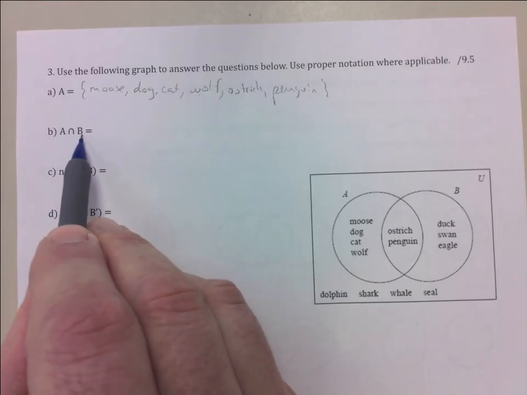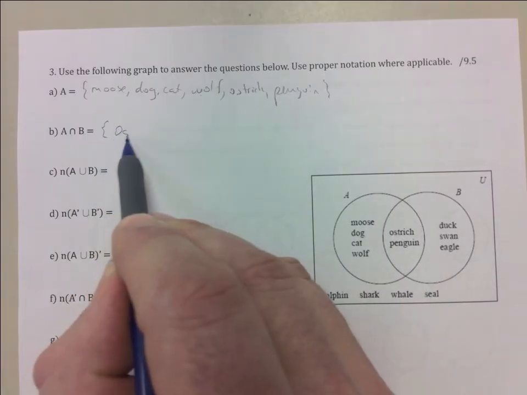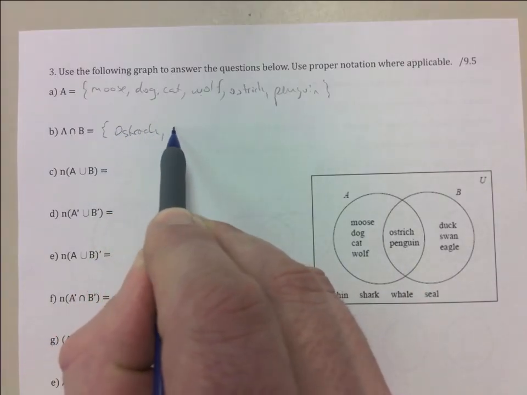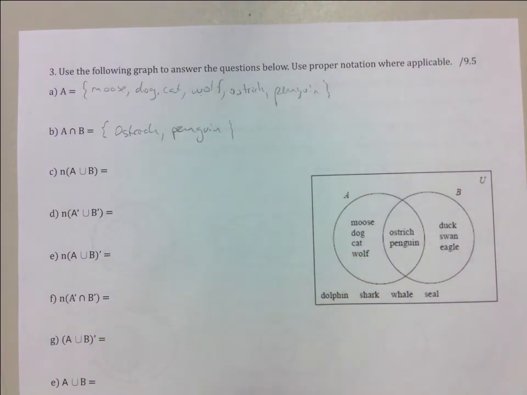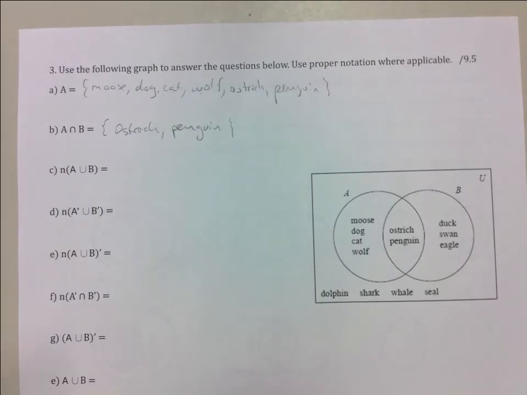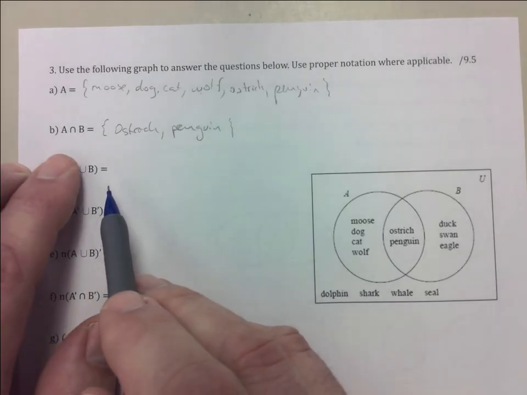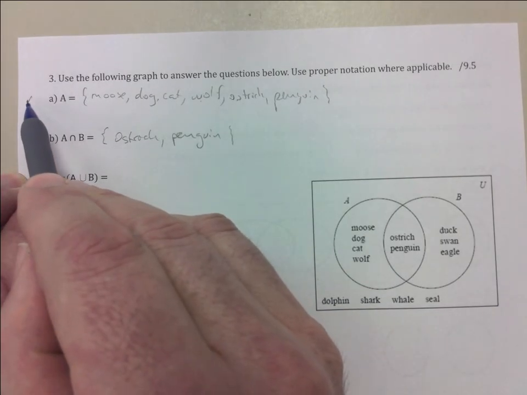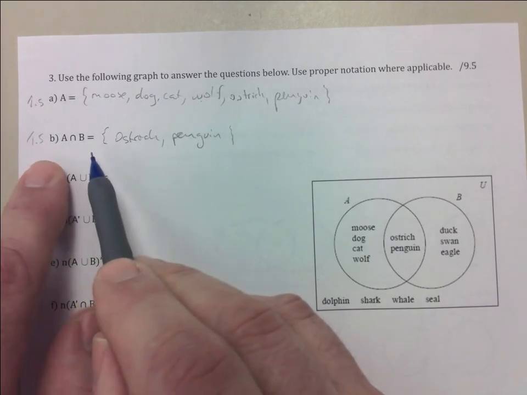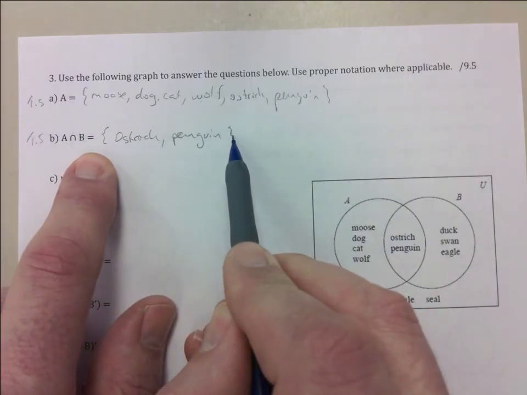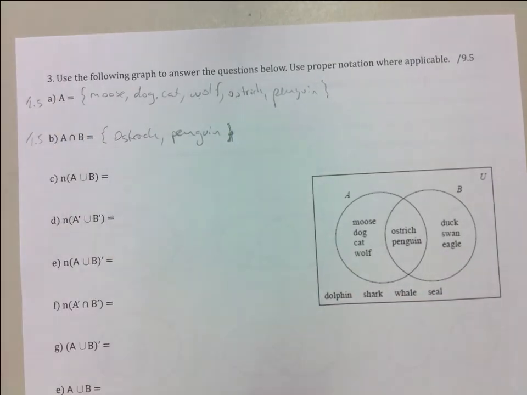A and B, that's the intersection. It wants the elements themselves. Ostrich, penguin. Okay, there we go. For these ones where you have to write, it's 1.5. And what's the half for? It's those squiggly brackets. So if you don't have them, take off half a mark. As long as they look somewhat squiggly, you're fine.